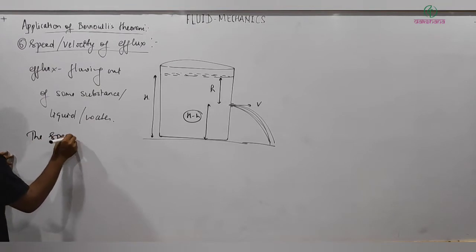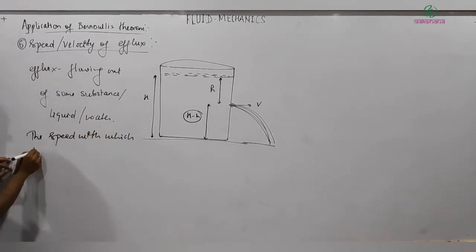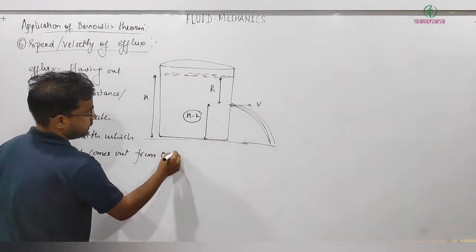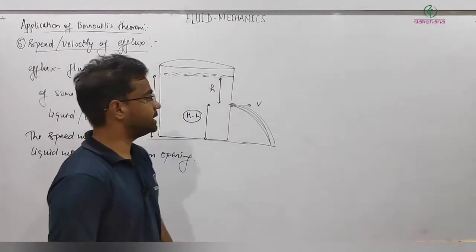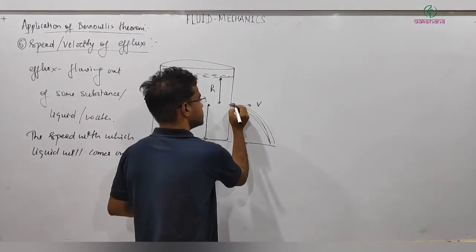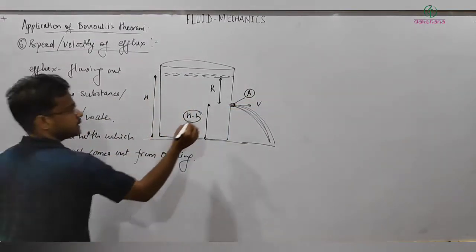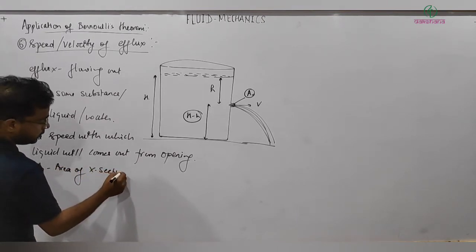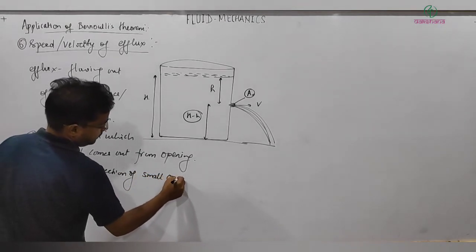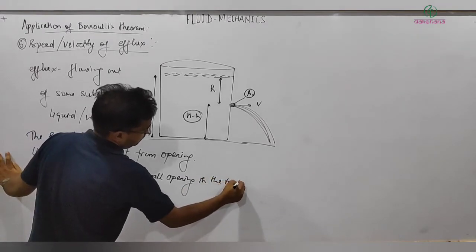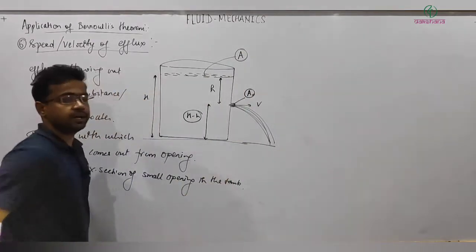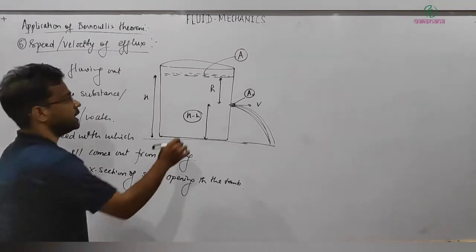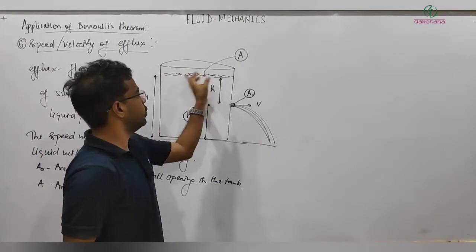The speed with which liquid will come out from the opening. Right? So how can we calculate here? We will use some assumptions. First, let me write the area of cross section of the small opening in the tank as A naught. And I'm taking the total area as capital A simply. So A is the area of the tank. Which area? I mean this area. Just take care of that. So A is this open circular area of the tank.